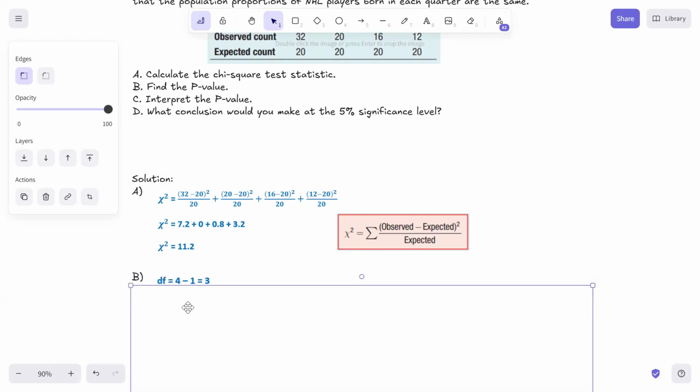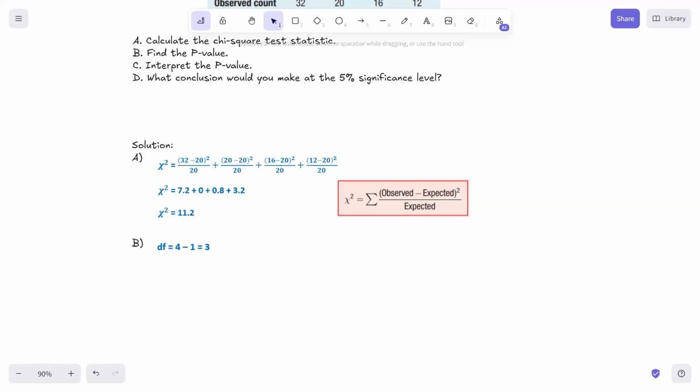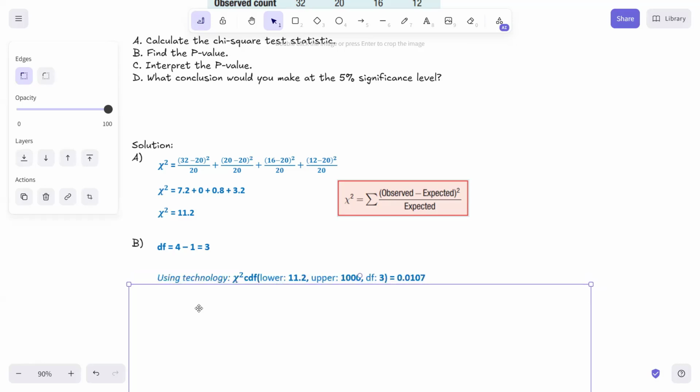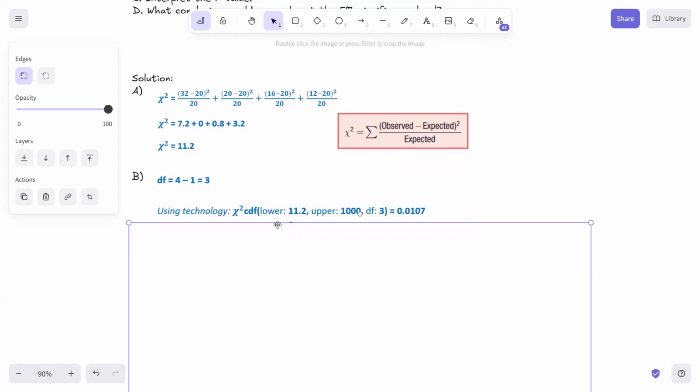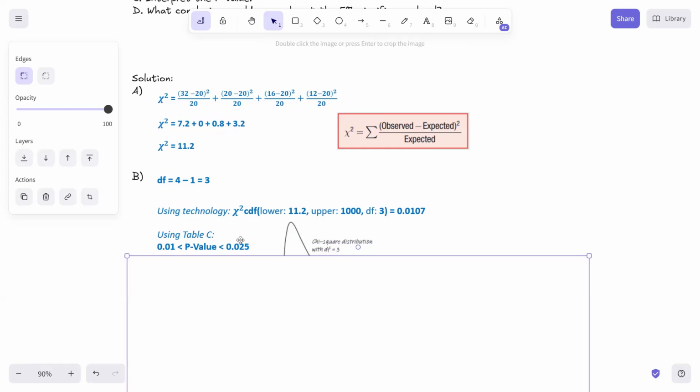Okay. Now, to find the p-value, you need the degrees of freedom. And remember, it's not the sample size, it's the number of categories. Degrees of freedom, 4 minus 1, that gives us 3. And then using technology, if we did 11.2, comma 1,000, comma degrees of freedom 3, you get 0.0107. It's good to write it like this. Make sure you have the lower, upper, and DF in your calculator font when showing the work. If you use Table C, 0.0107 is going to be between 0.025 and 0.01.